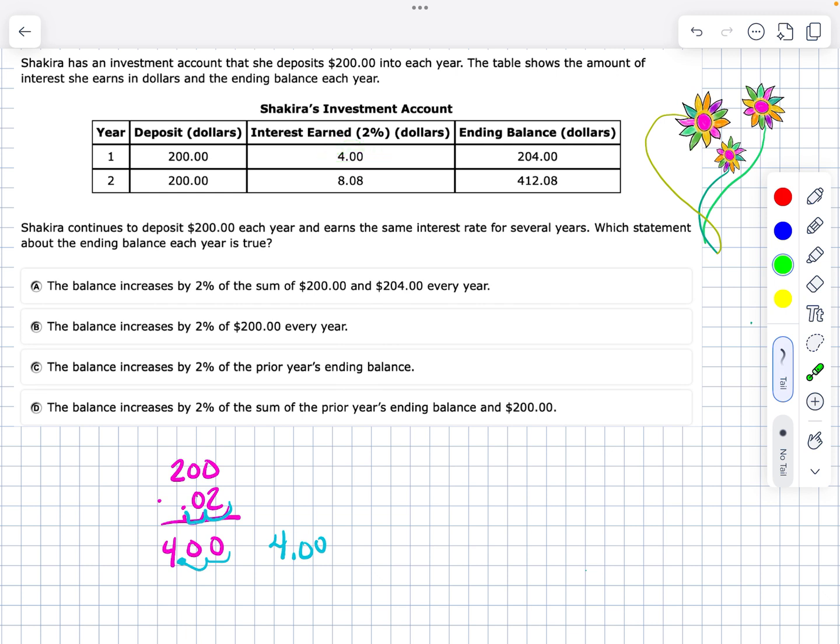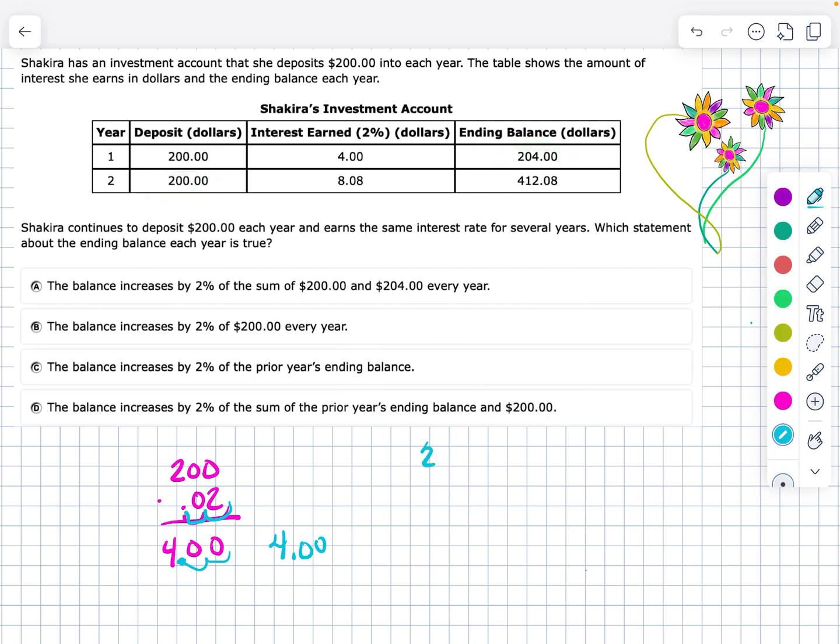And now the next one, it says, okay, she put in $200 again, that's year 2. And her interest earned is $8.08. Well, that's more than this one. How much more? Okay, so let's look at that. So it looks like they take the ending balance here and add this $200, and then they take 2% of that. So let's see if that's true.